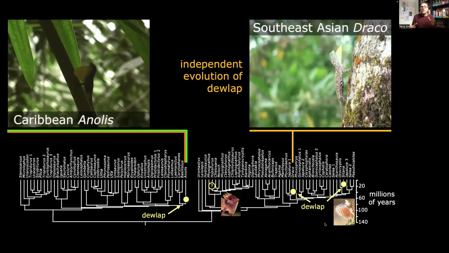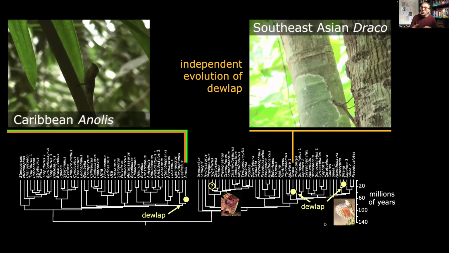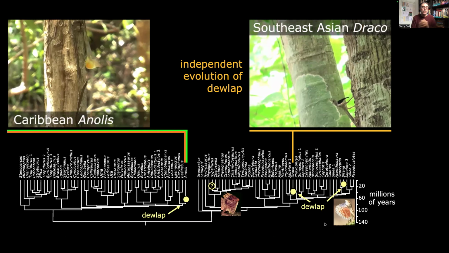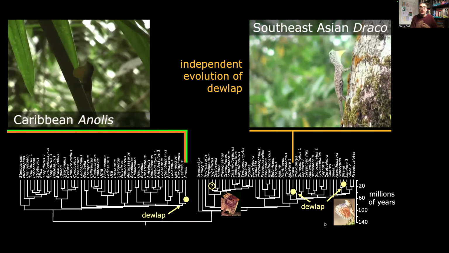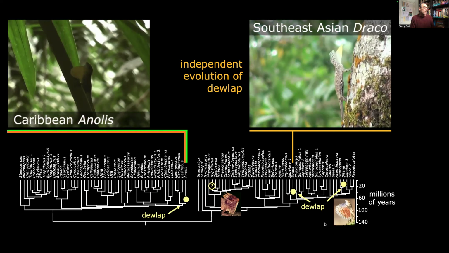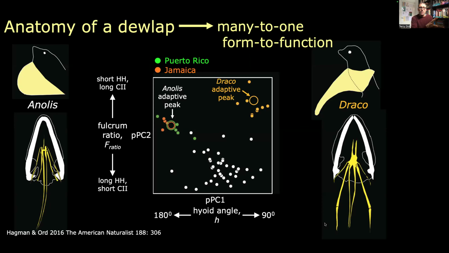Thing to note here is that both of these groups are using head bobs and the extension of this dewlap for the exact same reason, for territorial advertisement displays. But again, you can see also in Draco that they're putting those movements together in very different ways depending on the species. So we've got this variety. Now I'm going to focus on the Draco dewlap. We'll compare it first with the Anolis and the hyoid. You can just have a look here.